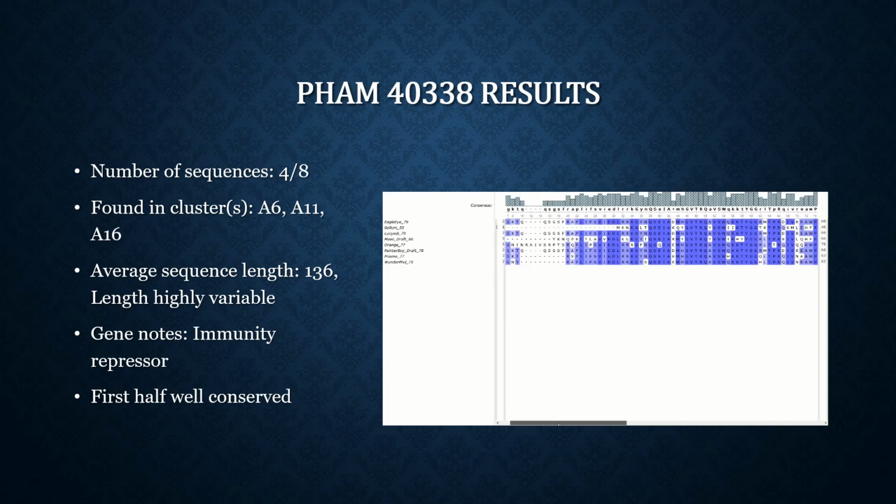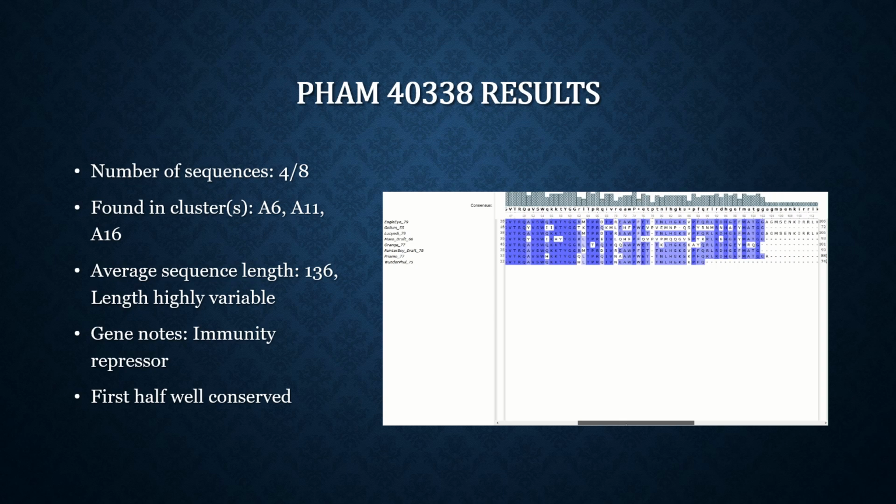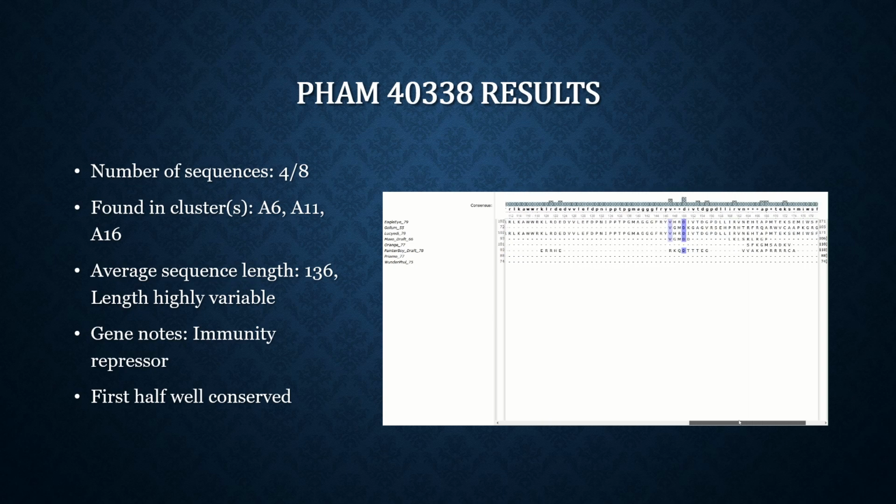FAM 4338, I was looking at 4 sequences. There was a total of 8, and they were found in A6, A11, and A16. The average sequence length was 136, with the length highly variable. The gene notes included immunity repressor, and the first half was very well conserved.